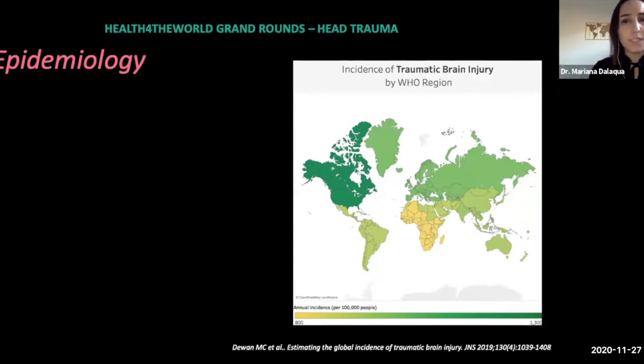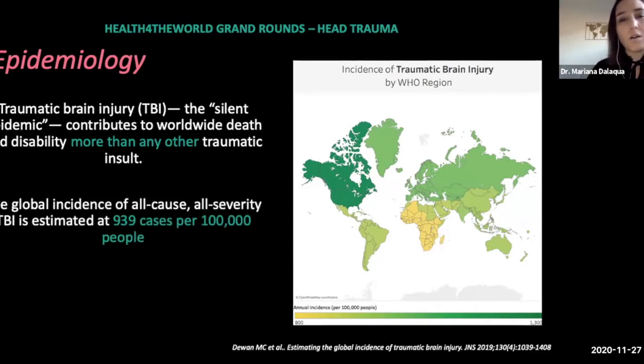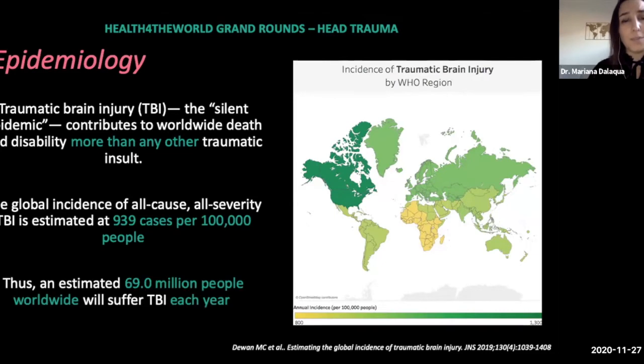So here is a little map that shows the incidence of traumatic brain injury by each World Health Organization region. The most green areas are the ones with the more important incidence. Here we see Canada, United States, and afterwards Europe, Asia. And we should say that traumatic brain injury is a silent epidemic. It contributes to the worldwide death and disability more than any other traumatic insult. This is very important. The global incidence of all cause, all severity TBI is estimated at 939 cases per 100,000 people. That means that there's an estimated 69 million people worldwide that will suffer from TBI each year, and it's a lot. So that's why every radiologist should be familiar with the topic.